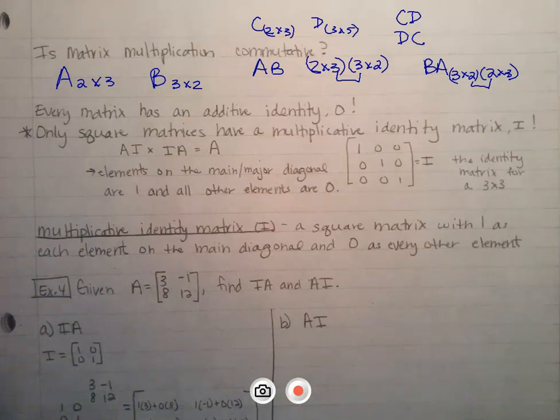Let's explain C and D. CD would be a 2 by 3 times a 3 by 5, and they would have the same middle number, so yes, we can multiply them. D, though, is a 3 by 5, and C is a 2 by 3. Here is where our problem is. We cannot multiply if we have a 5 and a 2 in the middle. So we cannot multiply in any order, and that's a very basic understanding of why.